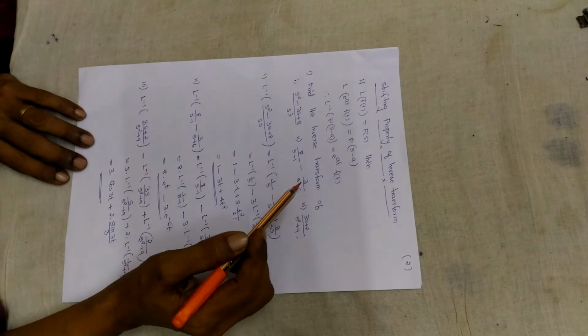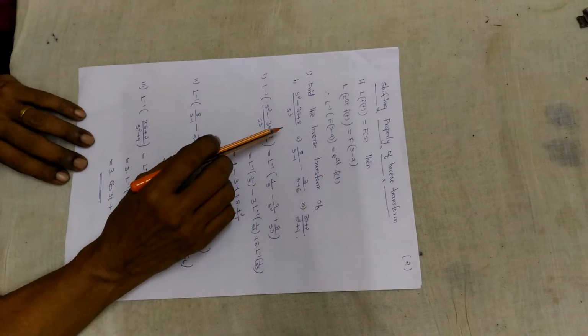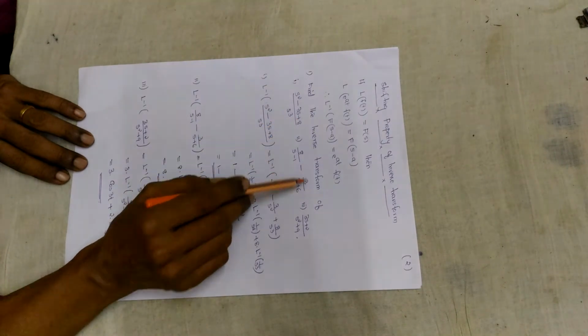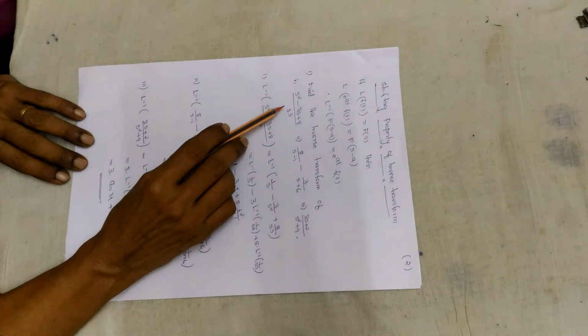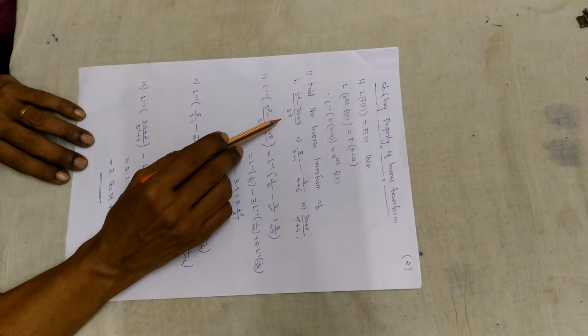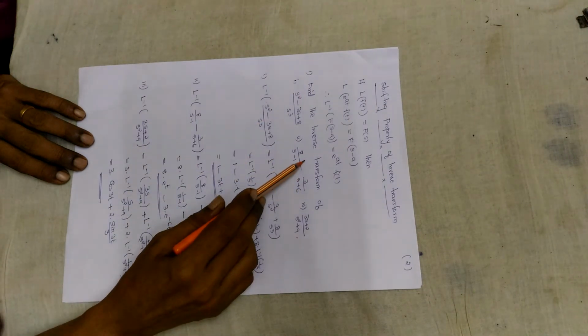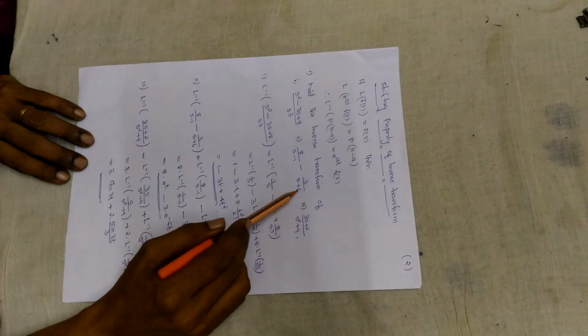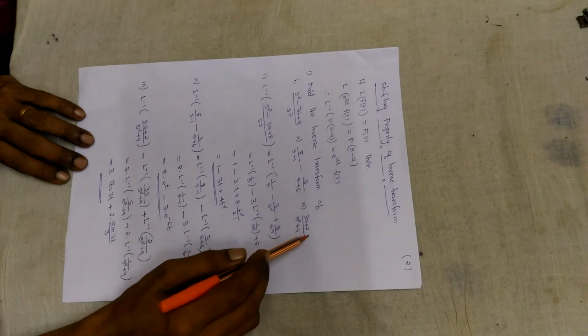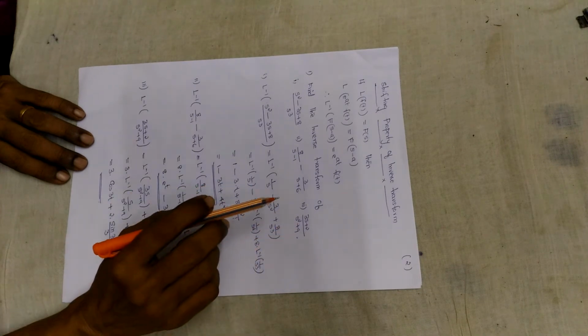So next we have to discuss some problems. First question: find the inverse transform of s square minus 3s plus 8 by s cube. Second one is 8 by s minus 1 minus 3 by s plus 6. And third one, 3s plus 2 by s square plus 9.